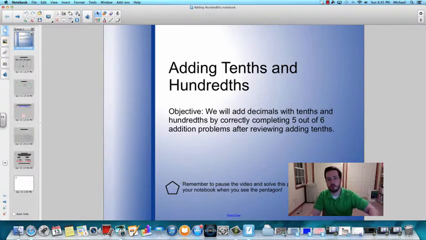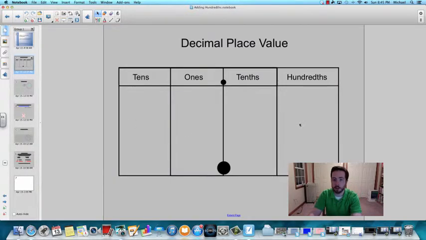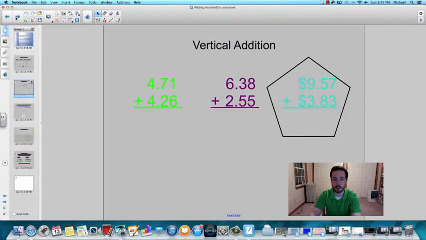So this is the second video. Adding tenths and hundredths takes the previous day's lesson one step further and adds the hundredths into it. Again, we have our objective and the reminder about the pentagon problems to go through them. Decimal place value chart, just to remind them that the hundredths place comes after the tenths place, and both decimal places come after, or to the right of, the decimal point, which is one they sometimes forget.